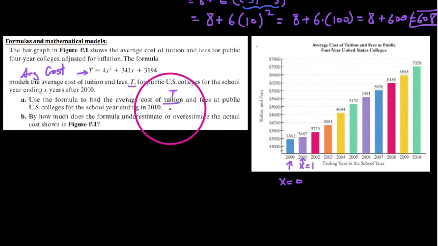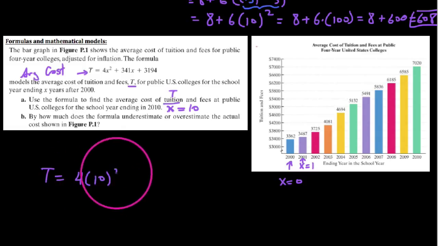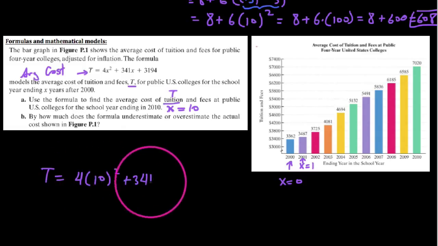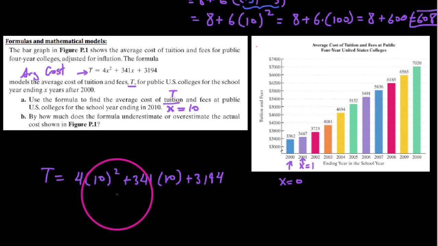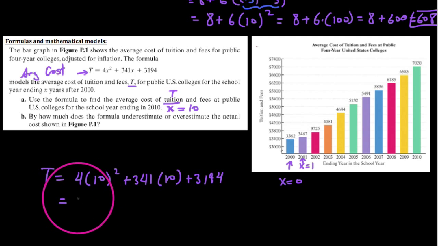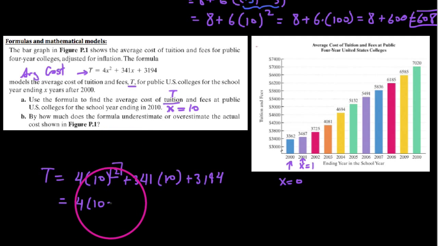So what is our X value that we're plugging in here? Well, 2010 would be 10 years following 2000. So we're going to go ahead and plug this into our model. And what we get is this: 4 times 10 squared plus 341 times 10 plus 3194. To evaluate this, again we're going to use our order of operations, which says inside the parentheses. We have nothing to do there, but we do have an exponent right here. So 4 times 10 squared is going to be 4 times 100.